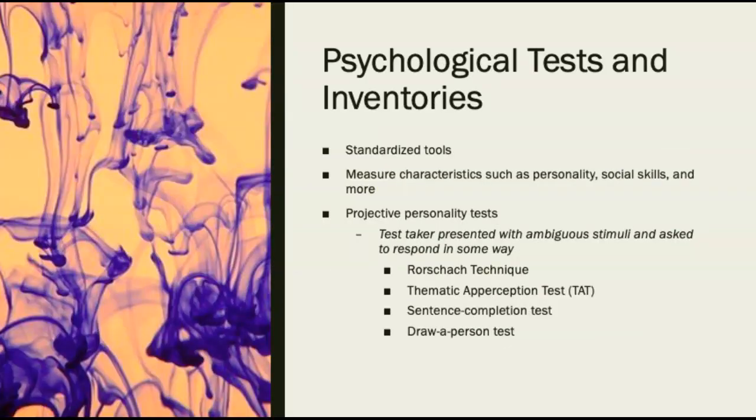Psychological tests and inventories are standardized tools that measure characteristics such as personality, social skills, intellectual abilities, or vocational interests. These tests differ in degree of structure and degree of objectivity. We will take a look at the projective personality tests. We have a list of some of the most common projective personality tests here. One of the most popular is the Rorschach technique. In these tests, the test taker, which would be the client or patient, is presented with an ambiguous stimulus and asked to respond in some way to that stimulus.